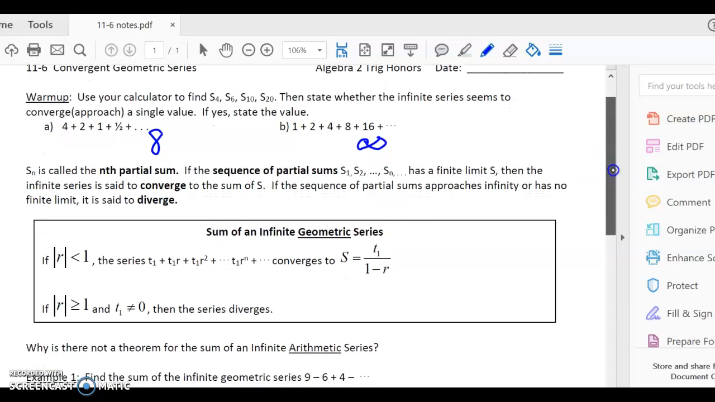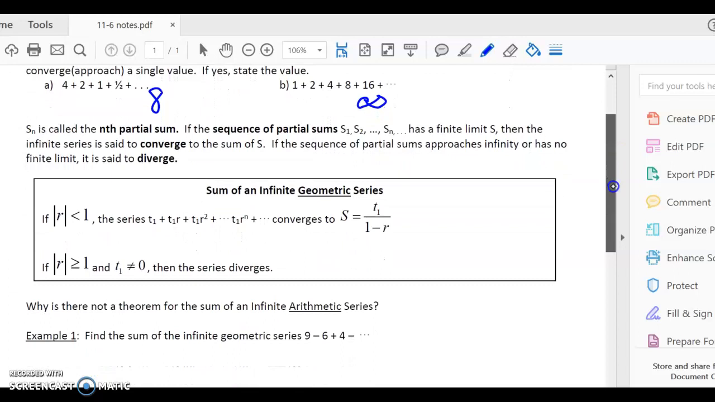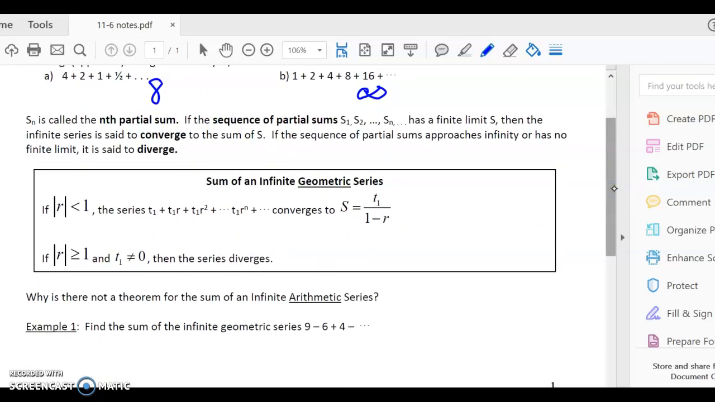So let's talk about the summary. This is only for an infinite geometric series. You're adding up an infinite amount of terms. If the absolute value of R is less than 1, then the series is actually going to converge, and basically the formula becomes the sum of an infinite series is T1 over 1 minus R. If the absolute value of R is greater than or equal to 1, and T sub 1 is not equal to 0, then the series is going to diverge. So we showed you both examples.